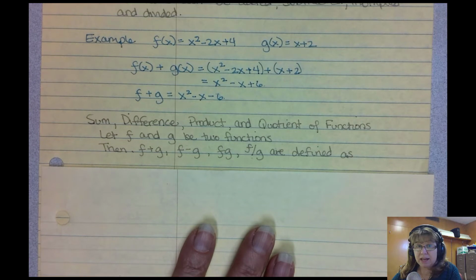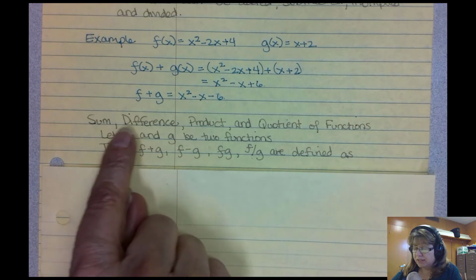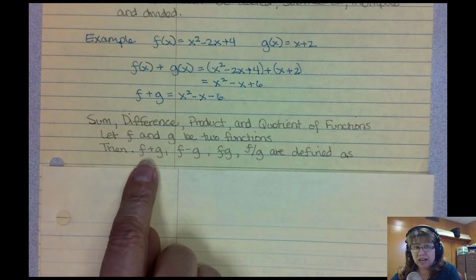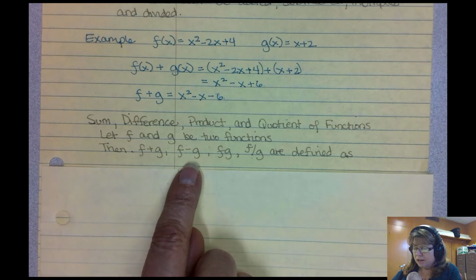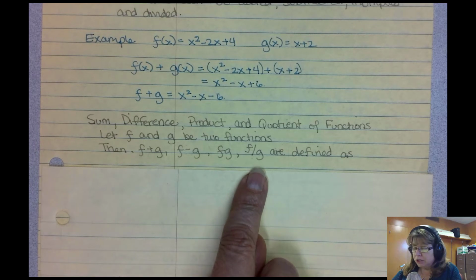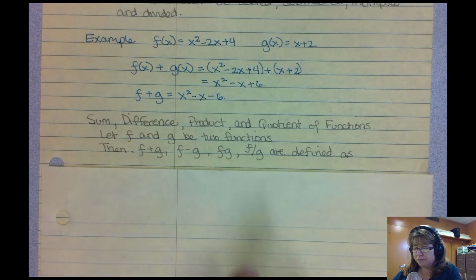Now we do have the option of adding, subtracting, multiplying, and dividing functions. So we have the sum, difference, product, and quotient. How we're going to notate this is, for sum, it will be f plus g. For difference, f minus g. For product, fg, and for quotient, f divided by g.